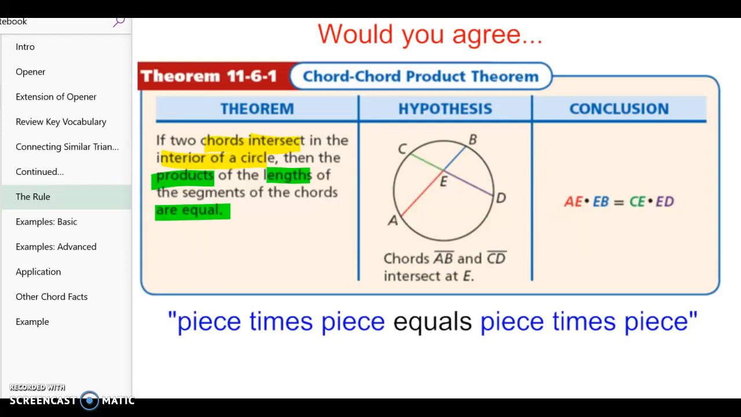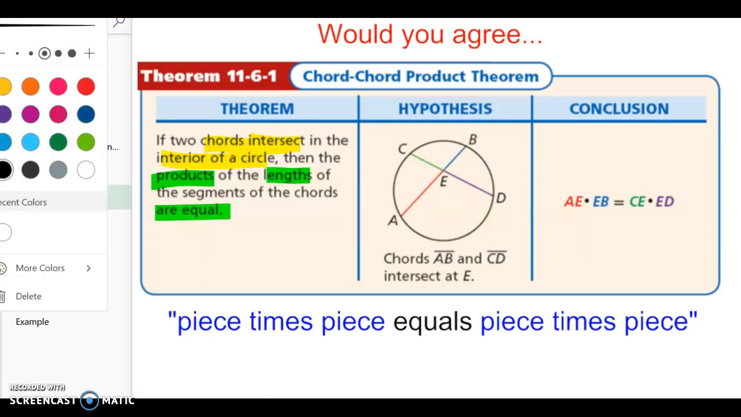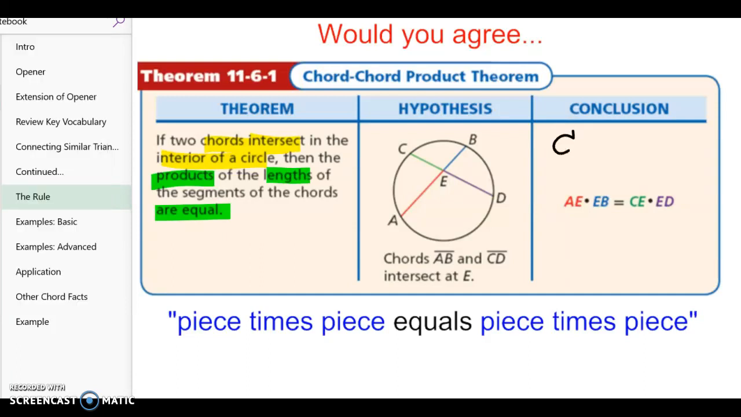So just like before, if I were going to set up the proportion above, my short lengths are proportional. So CE has to be proportional to BE, and that has to equal, my long lengths are proportional. So AE over BE. And then in order to solve this, I cross multiply. That's why AE times BE has to be equal to CE times ED.